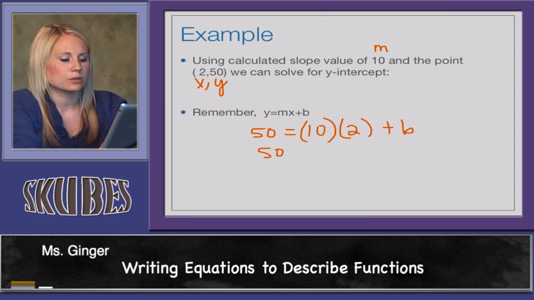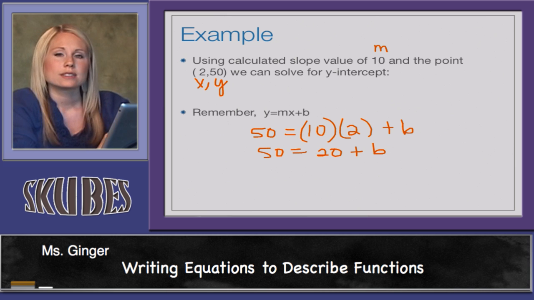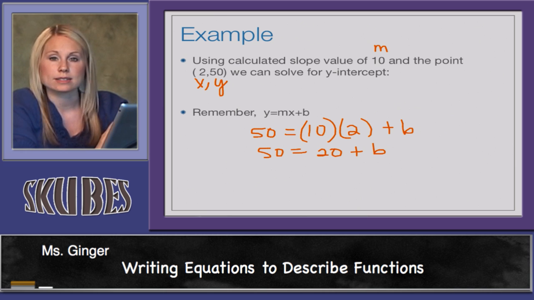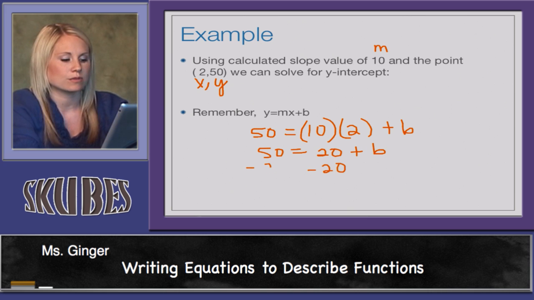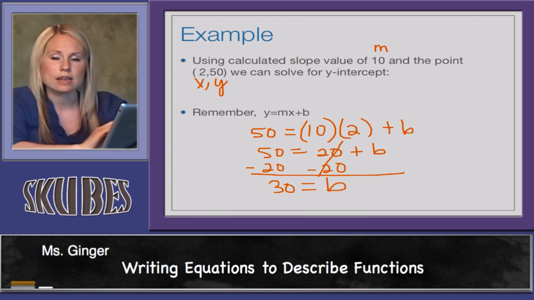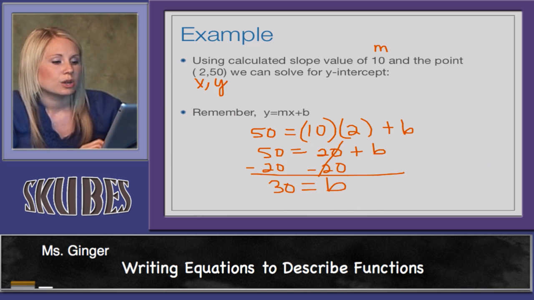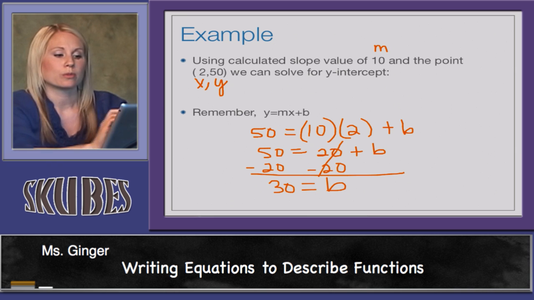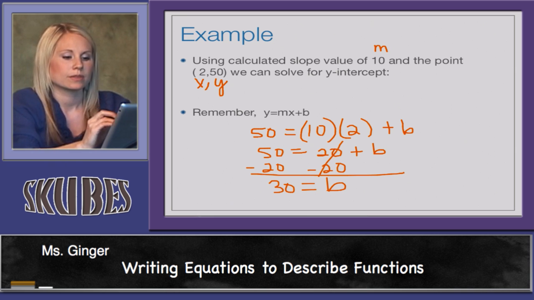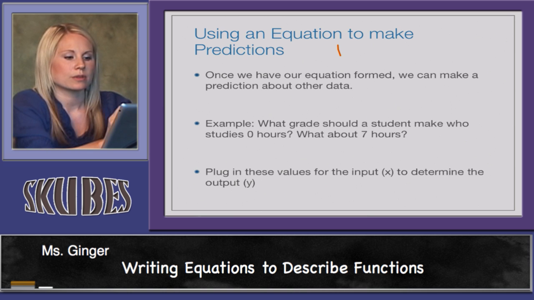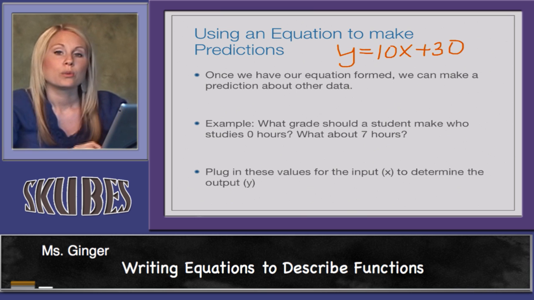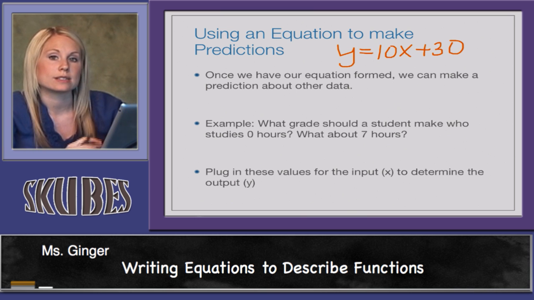All right, so 50 equals, we can do this multiplication here, 10 times 2 gives us 20 plus b. And to solve for b, we're going to need to get that b by itself. So I'm going to want to get rid of this 20. It's a positive 20, so we're going to subtract it from both sides. And we have just found that our b, our y-intercept, is 30. So let's put this all into slope-intercept form. We've got m is 10, b is 30. So up here at the top, y equals 10x plus 30 will be our slope-intercept form that represents this chart of values.